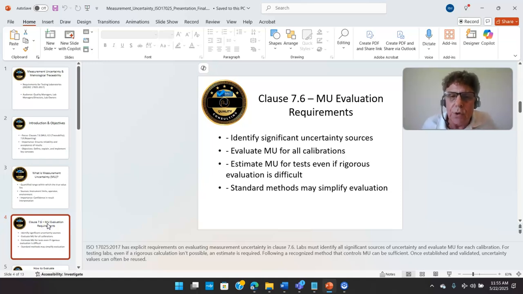Measurement uncertainty evaluation requirements. 17025 has explicit requirements on evaluating measurement uncertainty, as I mentioned in clause 7.6. Labs must identify all of the significant sources and contributions of uncertainty and then evaluate that measurement uncertainty for each calibration. For testing labs, even if a rigorous calculation isn't possible, an estimate is required, especially when it comes to estimating the contribution factors such as pipettes and balances, and the measurement uncertainty involved in each step of the testing process. Following a recognized method that controls measurement uncertainty can be sufficient. Once established and validated, uncertainty values can often be reused.